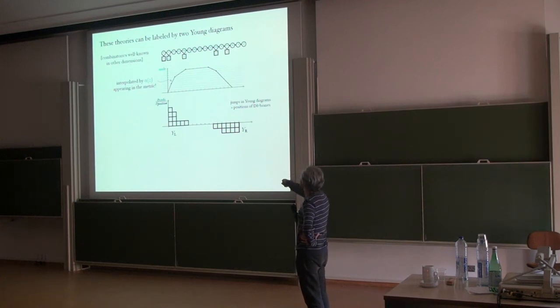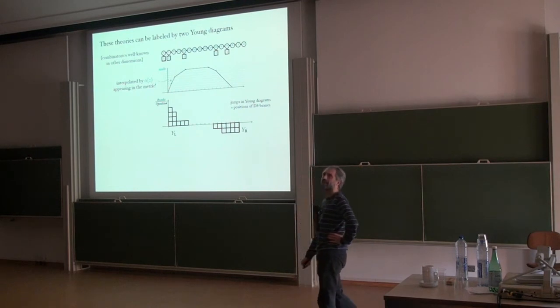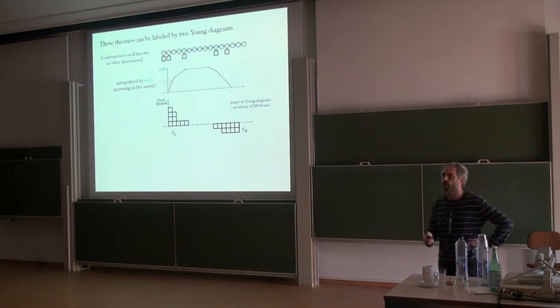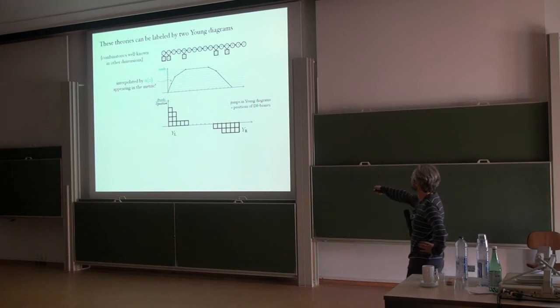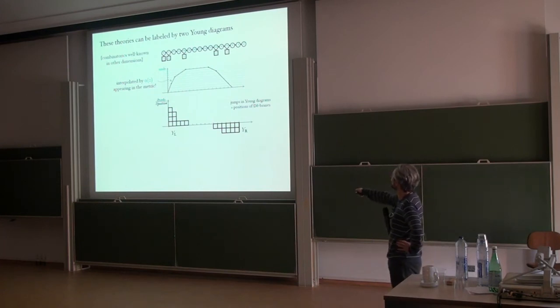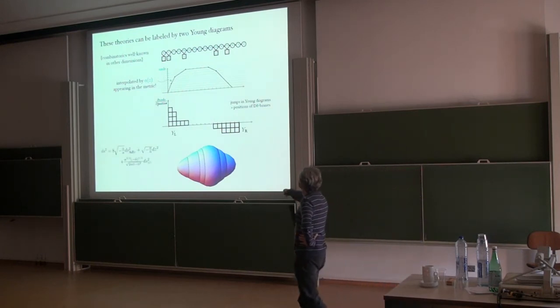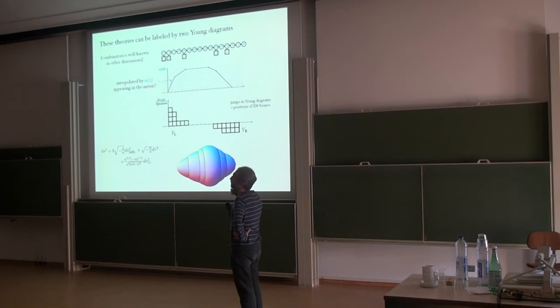So as you see, I didn't just plot the slope, but I also filled it in with boxes. This graph really looks like two Young diagrams. So combinatorially, these quivers are characterized by the length of this interval and two Young diagrams. Now, moreover, I want to tell you how in this New Horizon limit this data are related to the D8s.